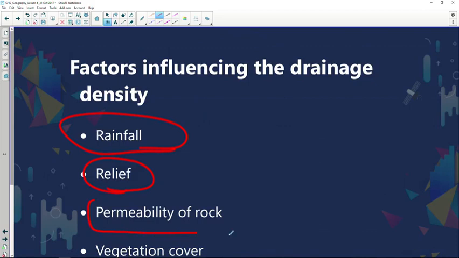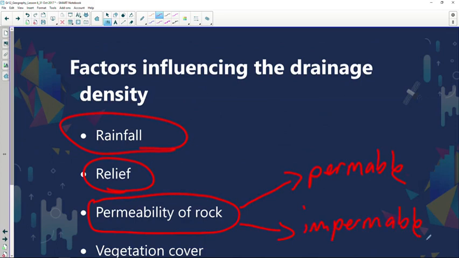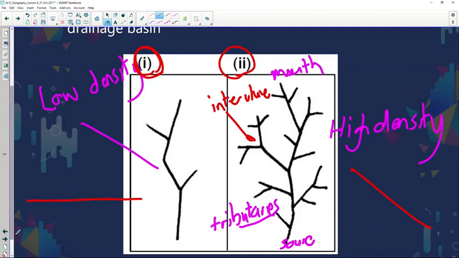Then the permeability of rock, we already discussed it. We got permeable, impermeable. What did we say? The permeable allows the water to infiltrate. Impermeable do not allow the water to infiltrate. So if we look at the densities over here, first of all, the low density. It's only a couple of tributaries. What do you think happens with the water? It's definitely got permeable rock. It allows the water to infiltrate.